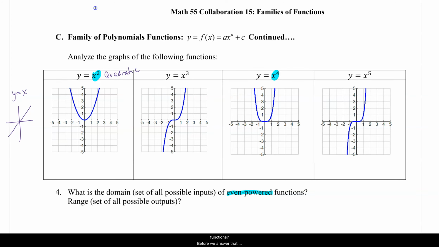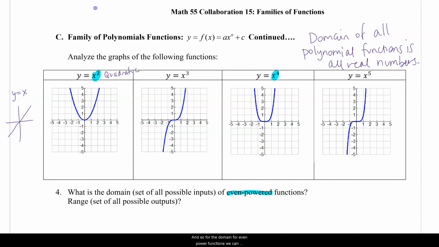Before we answer that domain question, think back to our previous lesson when we talked about domains of polynomial functions in our Intro to Functions lesson. We already said that the domain of all polynomial functions is all real numbers. And so for the domain for even-powered functions, we can say also all real numbers. Or if we're writing it in interval notation, we grab that whole number line, negative infinity to infinity.